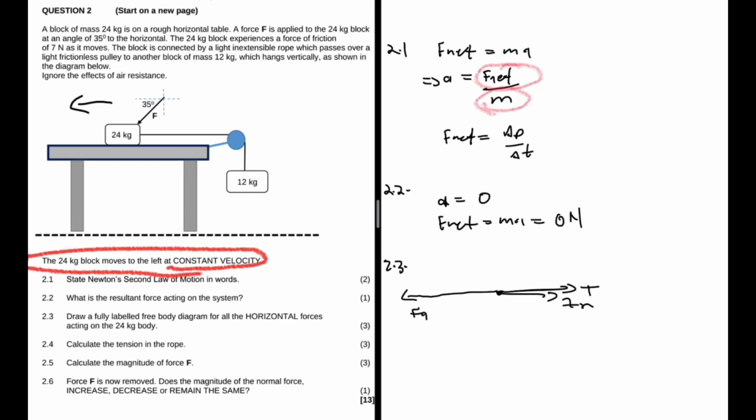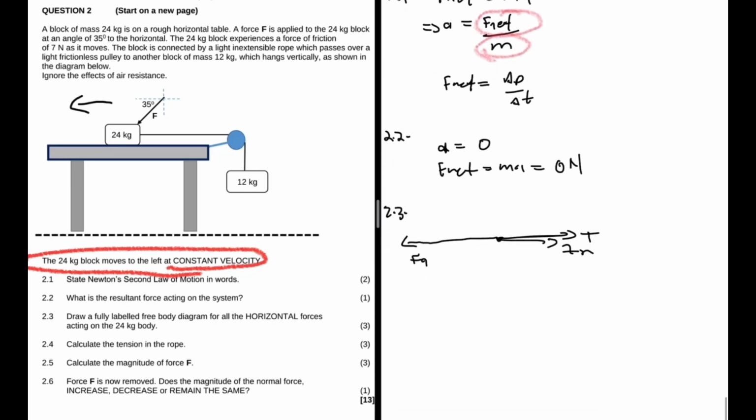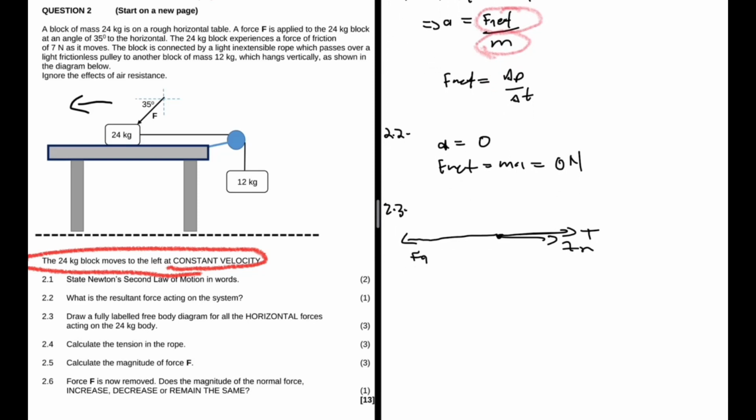I'm trying to make the point that the force applied is equal to the tension plus the friction, right? Because these forces are balancing out. As a consequence, our object is moving at constant velocity, or with an acceleration of 0. So now we can go to 2.4.